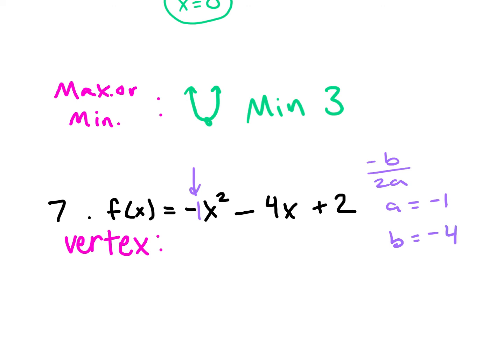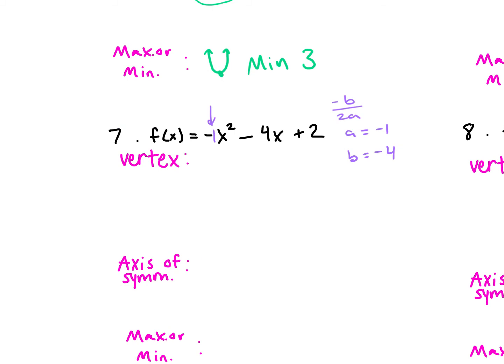So my axis of symmetry is negative b over 2a. So negative -4 over 2 times -1. So what's negative -4 turn into? Positive 4. And then 2 times -1 is -2. How can I simplify 4 over -2? Divide. So it's 4 divided by -2, 2 over -1, which is -2. So x is equal to -2.